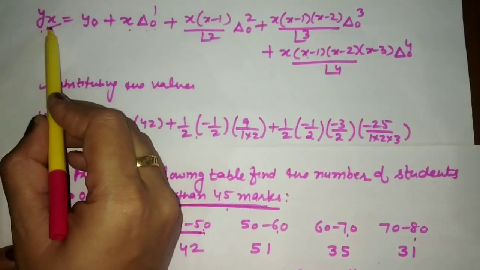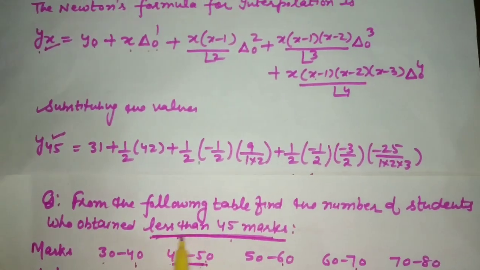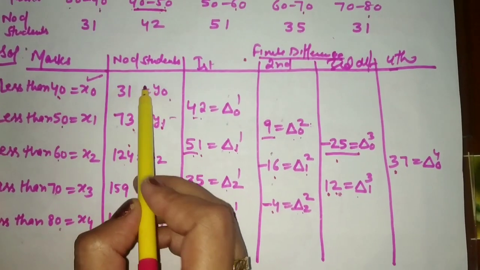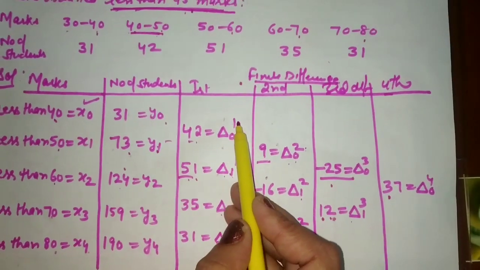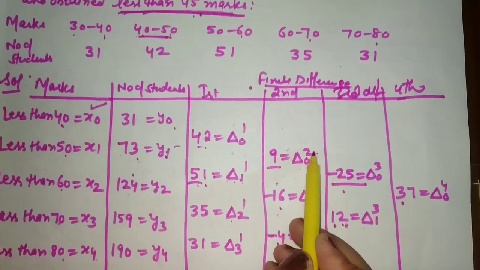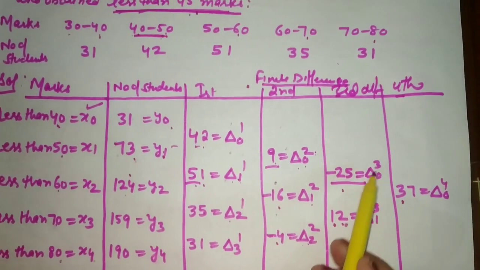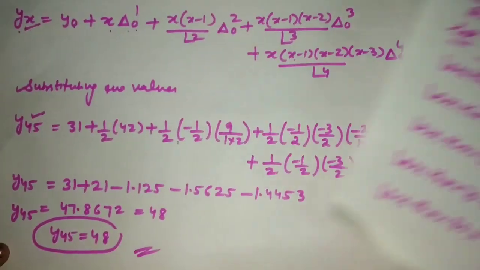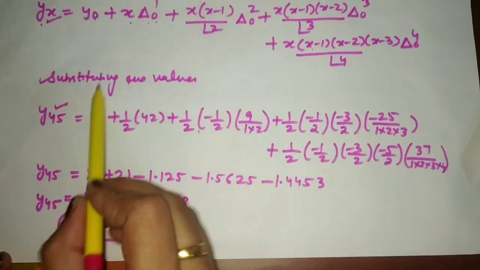So I will write here yx, where x means 45, less than 45 marks. y0 is already calculated in the table, that is 31. Then delta 0 raised to power 1 is 42, delta 0 raised to power 2 is 9, delta 0 raised to power 3 is minus 25, and delta 0 raised to power 4 is 37. All these values we have calculated, we will put in this equation.